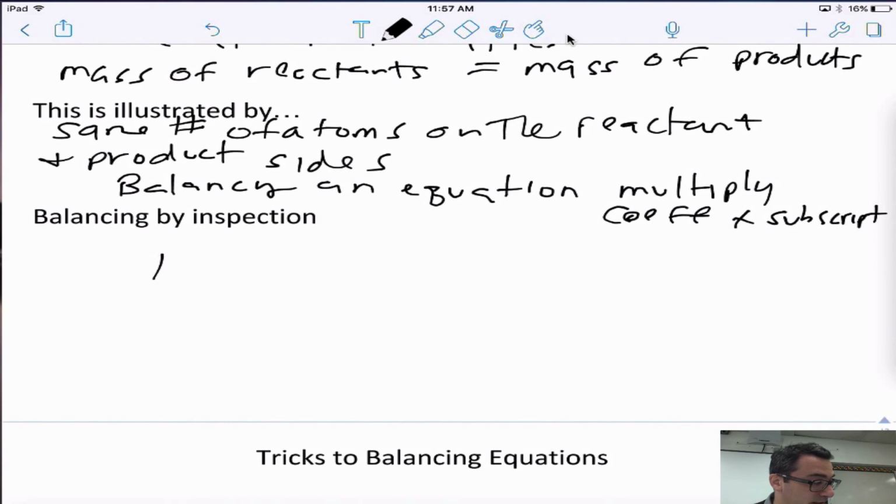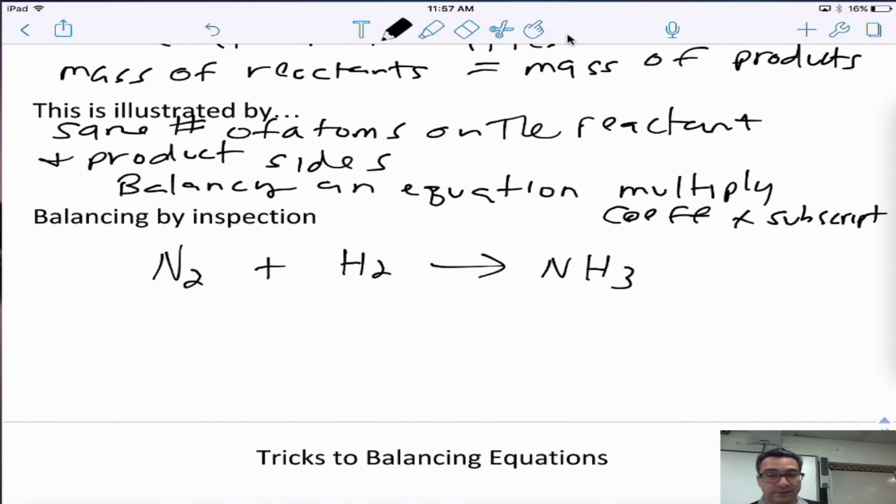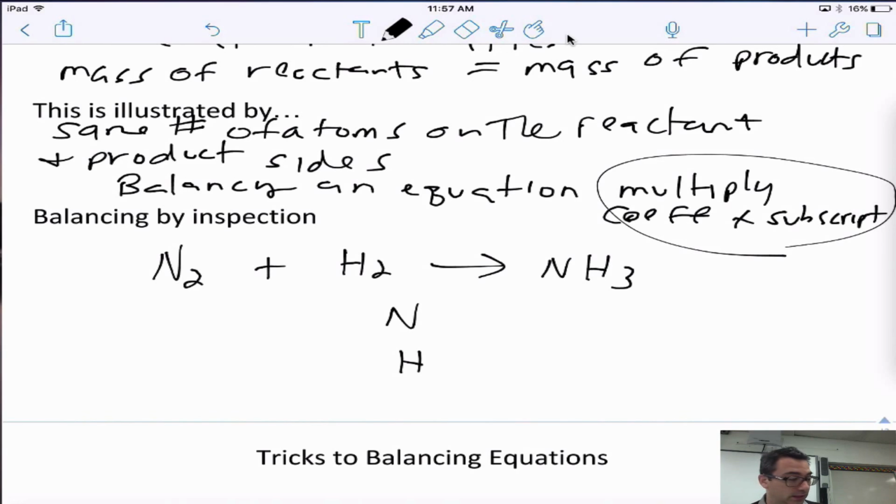Let's say I were to take something like N2 plus H2 yields NH3. The first thing I'll do is pull out the elements that need to be balanced. I have N and I have H. Those are my two elements. I'll go through and do my multiplication. There's a 1 in front of the N2, so I'm going to do 1 times 2, so I'm going to have 2 N's. There's a 1 in front of the NH3, so I'm going to have 1 N. There's a 1 in front of the H2, so I'm going to have 2 H's. And there's a 1 in front of the NH3, so that gets distributed, and I'm going to have 3 H's.